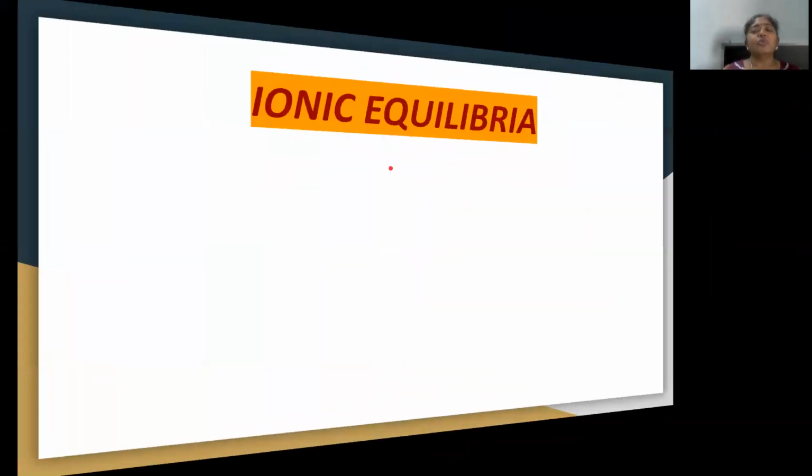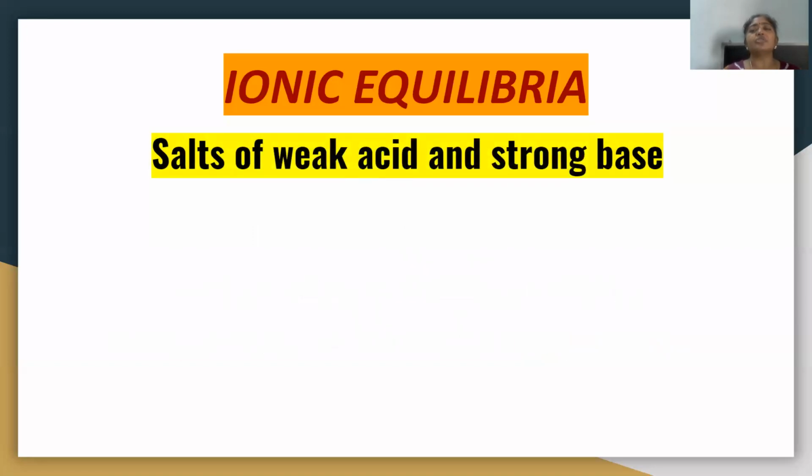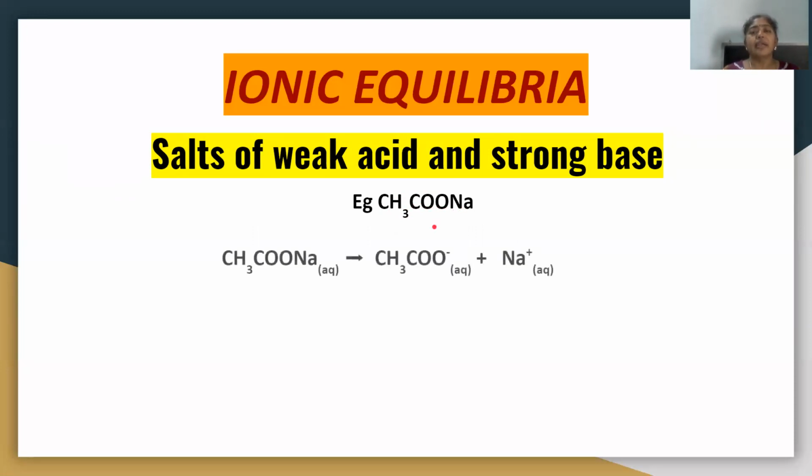All right. Now let us move ahead to the third type of salt, which is made up of a strong base and a weak acid. So here, let us take a weak acid like acetic acid and a strong base like sodium hydroxide. So the salt obtained will be sodium acetate. Acetic acid, CH3COOH, is the weak acid and NaOH is the strong base. So when both of these react, it will result in formation of the salt sodium acetate, CH3COONa. So when I put this in water, it will ionize to form acetate ions and sodium ions. Acetate ions are CH3COO minus and Na plus ions are formed.